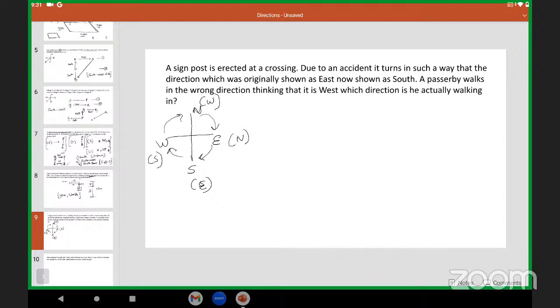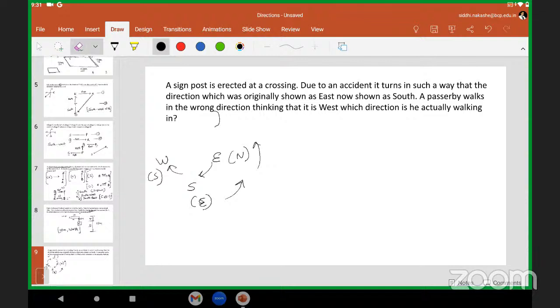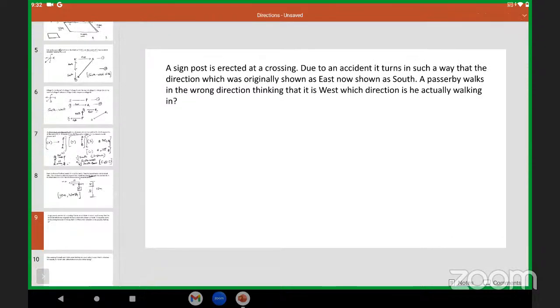So let us look at the question. A signpost is erected at a crossing due to an accident in such a way that the direction which was originally shown as east is now shown as south. Okay, so which means these directions are going to the upper way. So we have north, west, east, and south. Now which was originally shown as east, now it is shown as south.